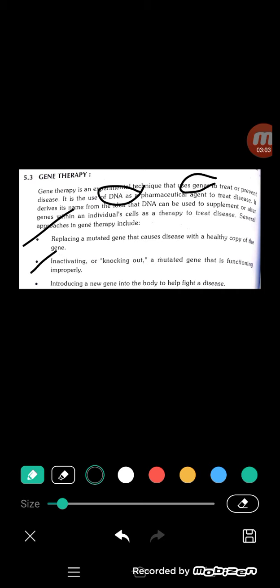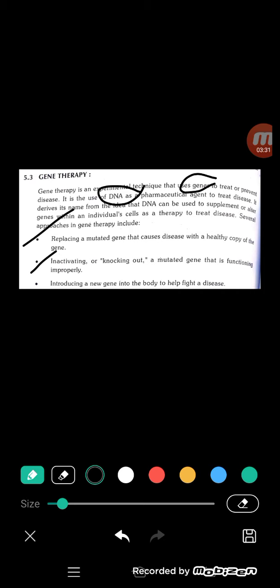And the third one is introducing a new gene into the body to help fight a disease. Our body is suffering from one type of disease. That disease is cured with the help of the new gene. That new gene is introduced into our body, fights the disease and decreases it.